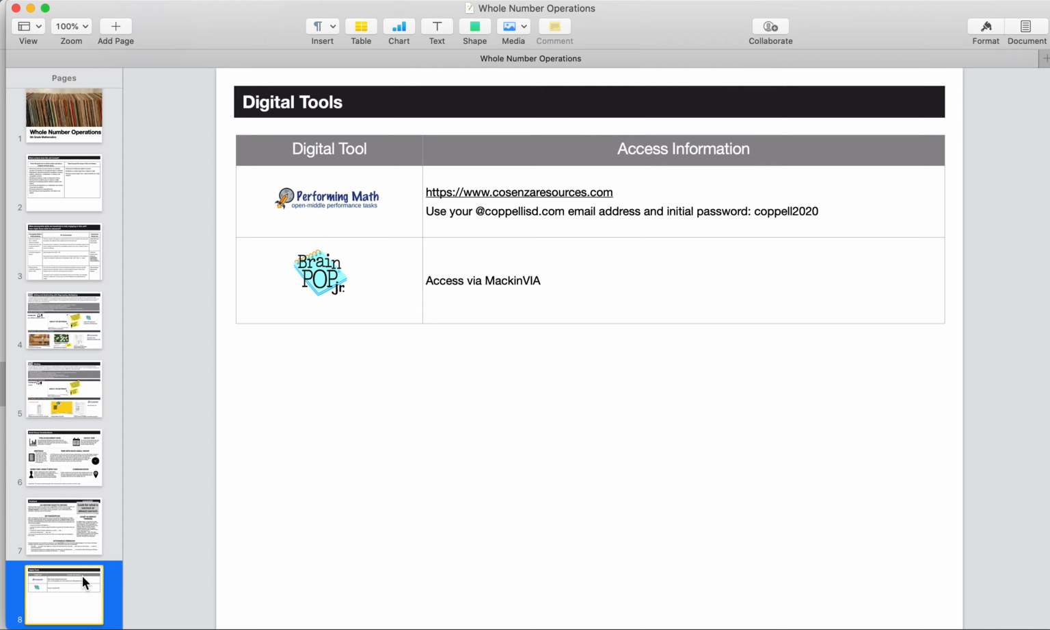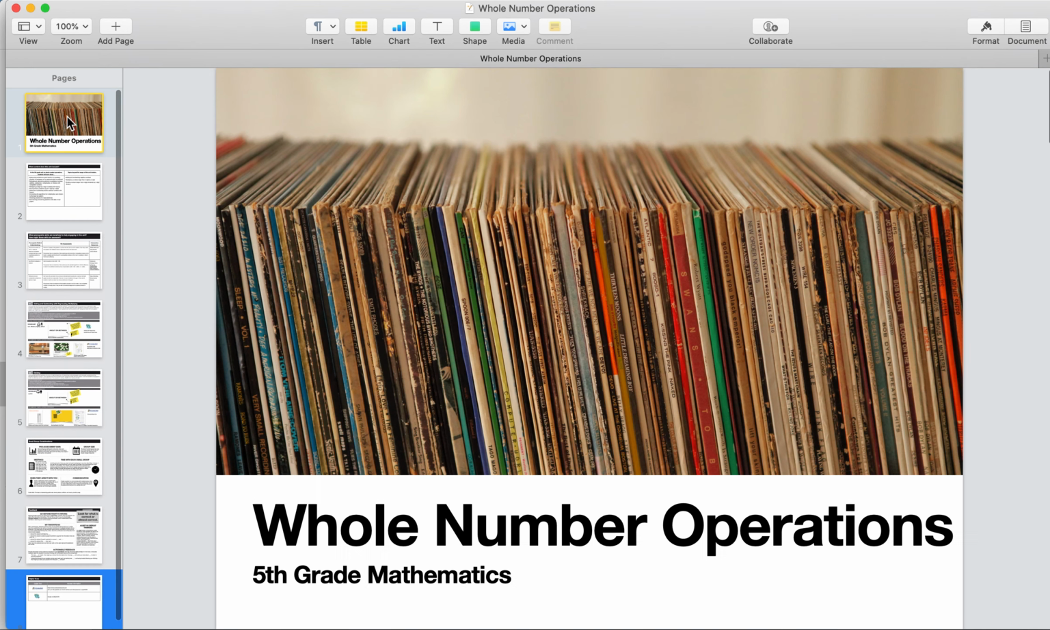And finally, the last page helps you understand how to navigate to the digital tools that were referenced in this document. So one more time, this Pages document is put together for you to better understand and have greater access to the curriculum in a little bit of a different way. And I hope you enjoy it, and I hope it helps you in your design.